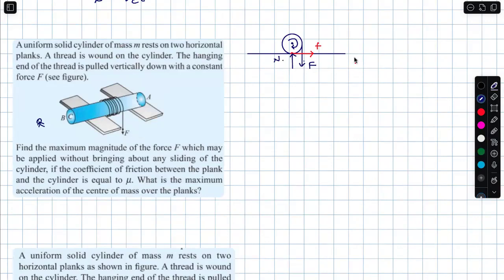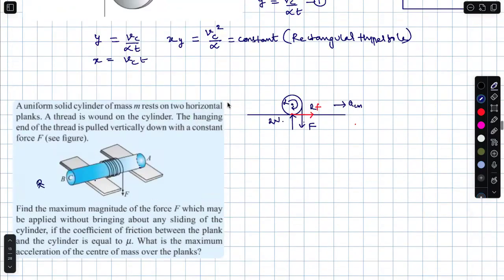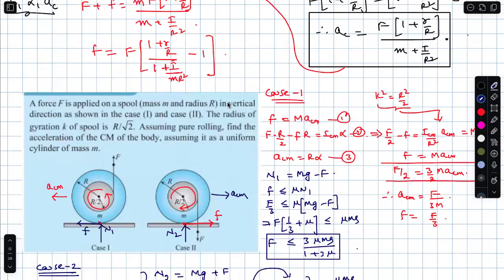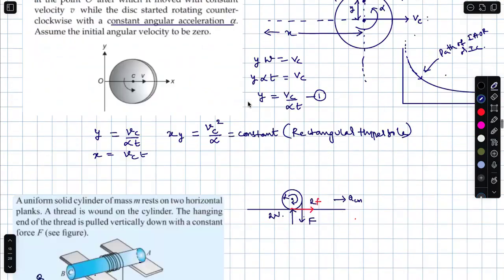N. Actually, there are two normal reactions and two frictions, because there are two contact points. Here is one contact point, here is the other contact point. Now what will happen here? This will have ACM, and you already have alpha. We have already done this question just now. I don't see any difference between case 2 and the one I am dealing with here.